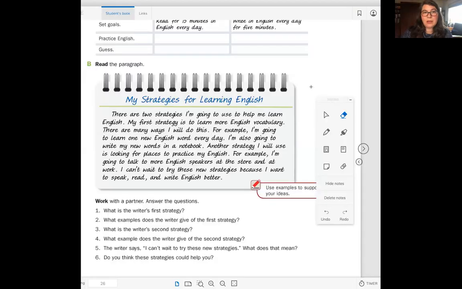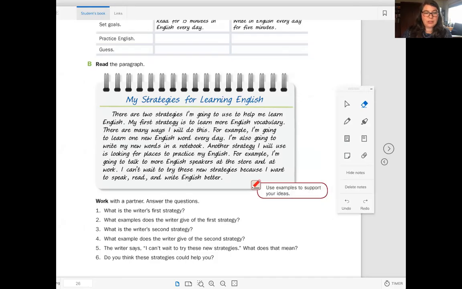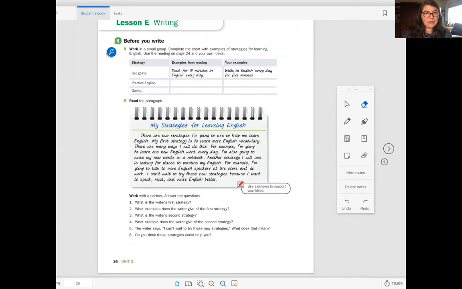So the topic today is different. The topic is school. We're talking about school and study strategies, right? Ways to help you learn English. This is on page 26, okay? And we're going to do this part sort of together. So we're going to skip that and jump right into here.